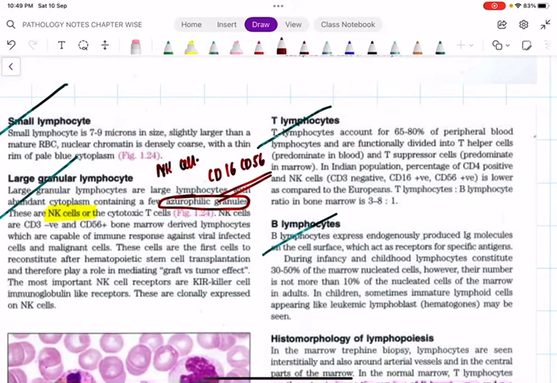Then we have the T lymphocyte. Remember, T lymphocytes form the major portion, around 80% of the peripheral blood lymphocytes, and the rest is formed by the B lymphocytes. Fine. And in the T lymphocytes, we have the helper T lymphocytes, regulator T cells, suppressor T cells, all those. They may be either CD4 positive or CD8 positive. That is cytotoxic cells and helper cells. Then we have the B lymphocytes.